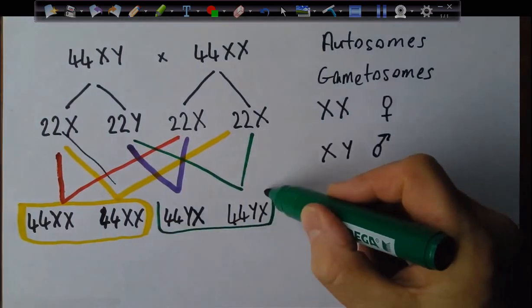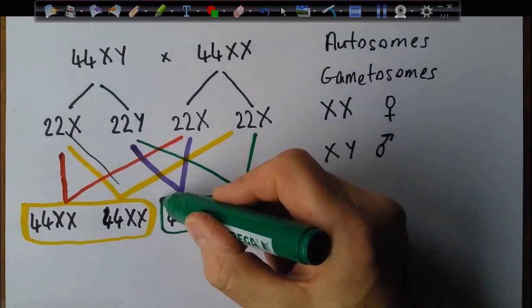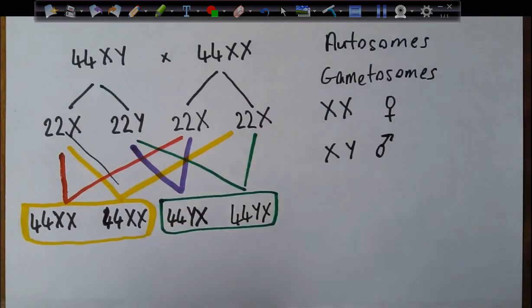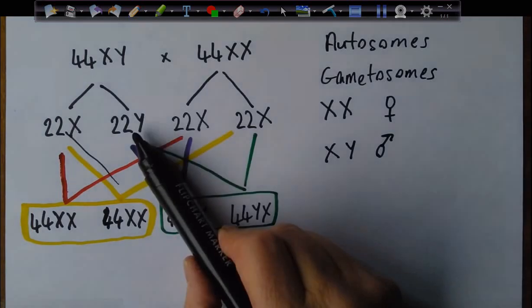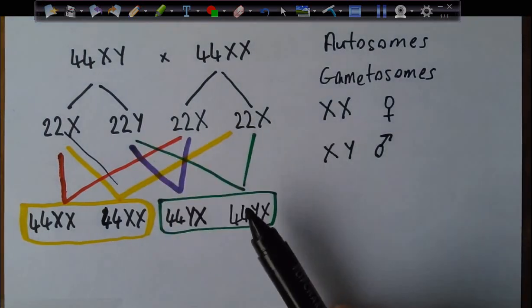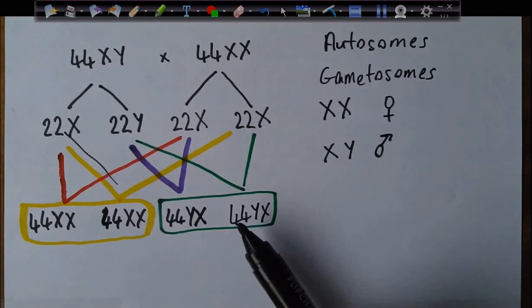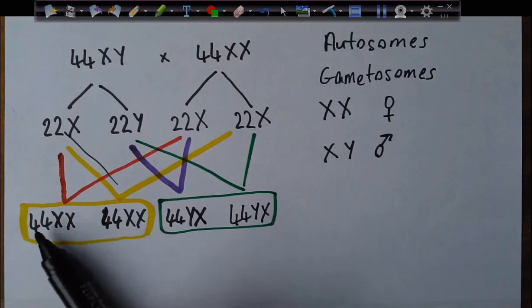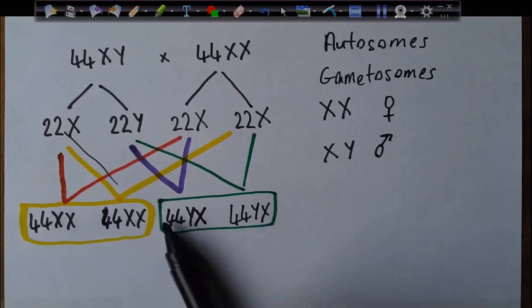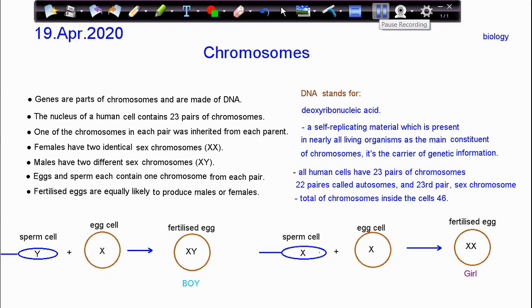So determination of sex is relatively straightforward. In essence, it's determined by whether the fertilising sperm carries the X or carries the Y chromosome. So, on average, we would expect 50% girls, 50% boys to be born. So now guys, let's go to the summary of the lesson.